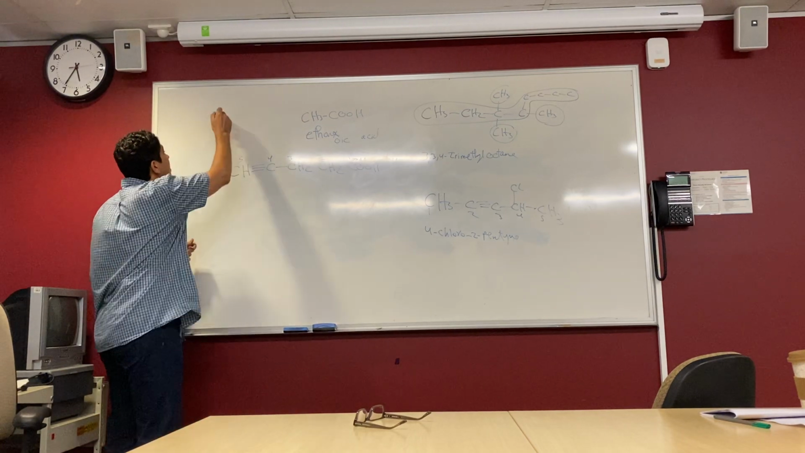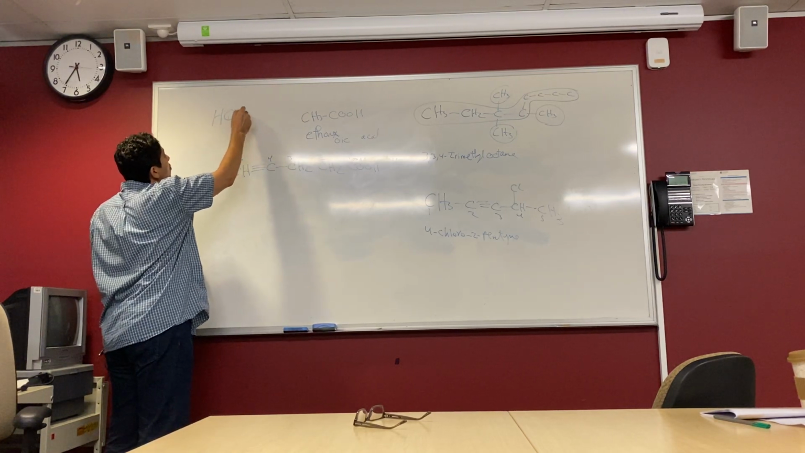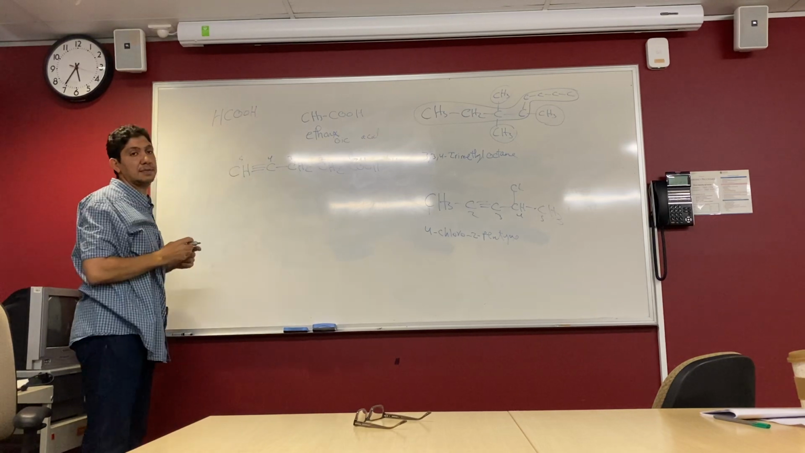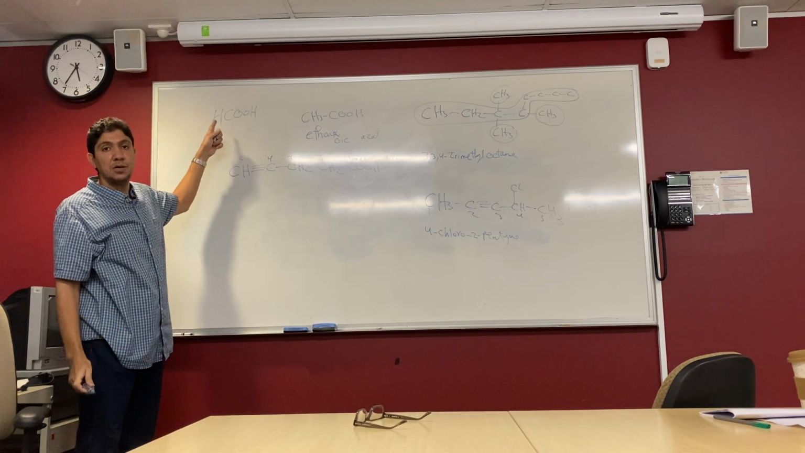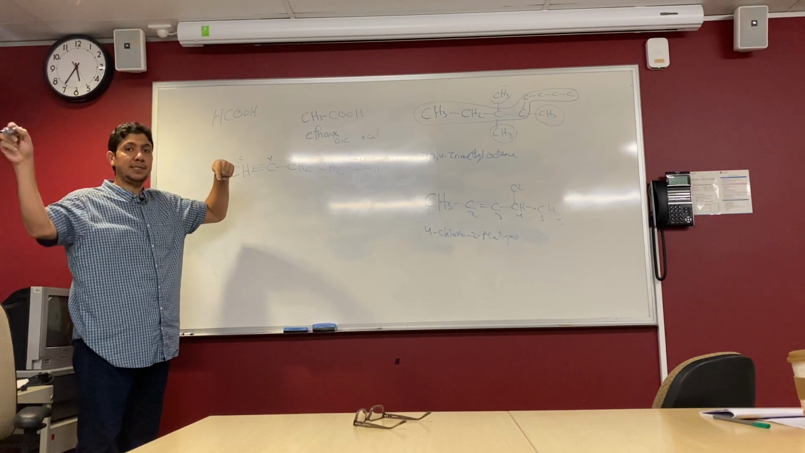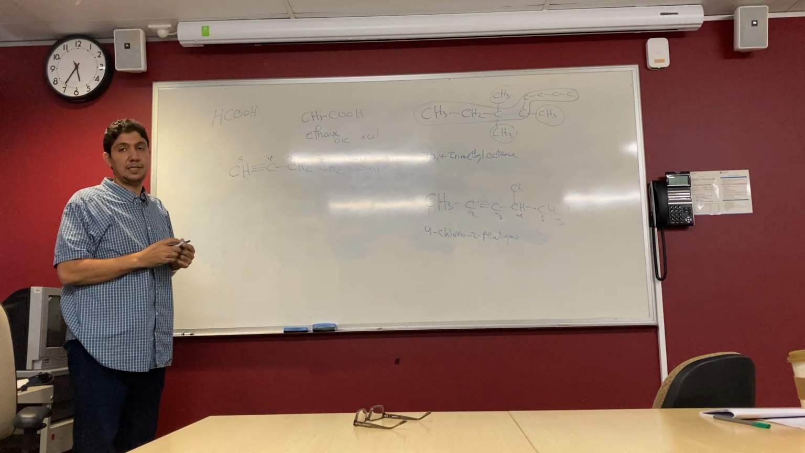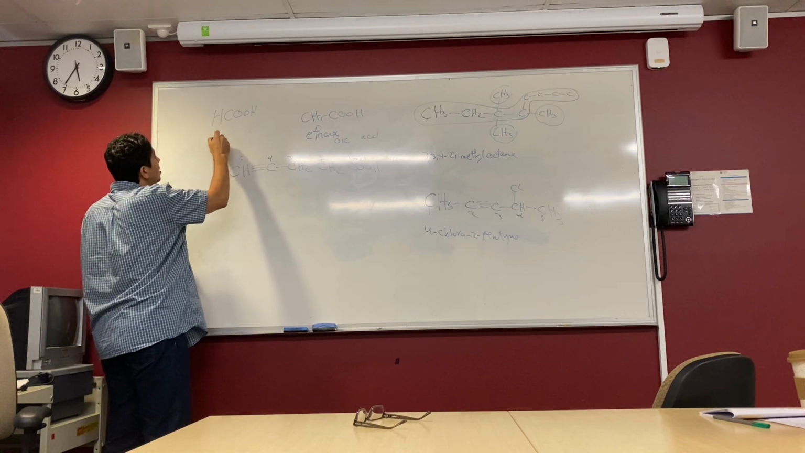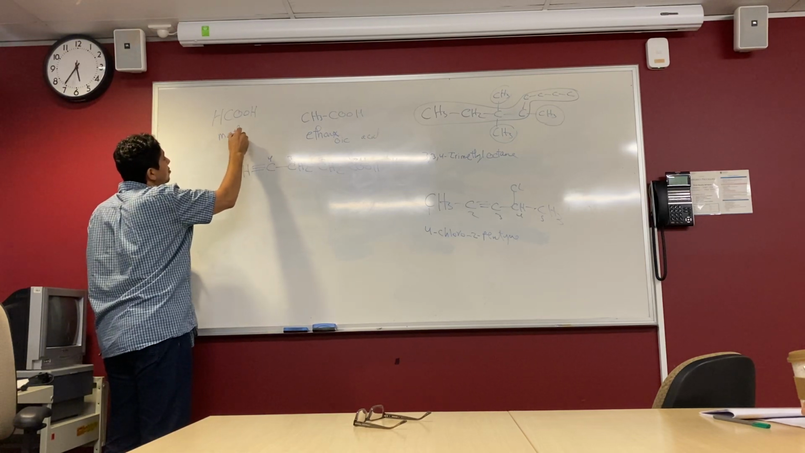What about formic acid? HCOOH. This is called formic acid. How many carbons? 1. So it's methane. Take out the E, put oic. So it's called methanoic acid. So formic acid is also called methanoic acid.